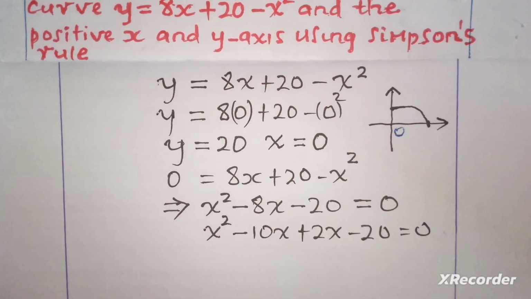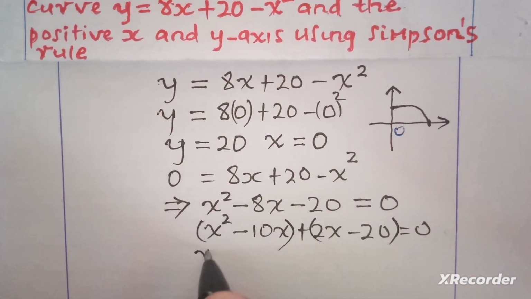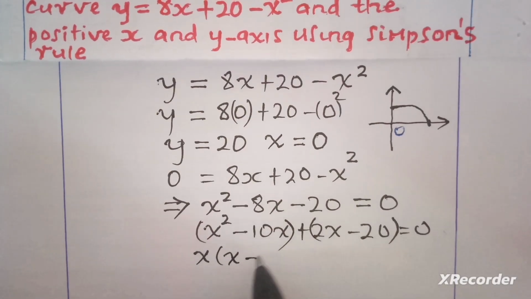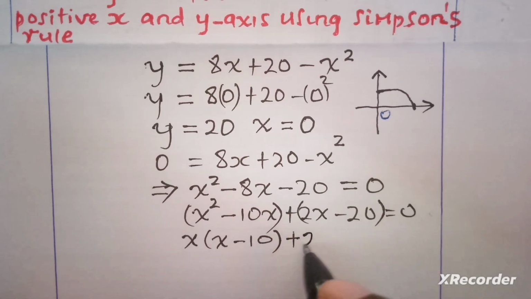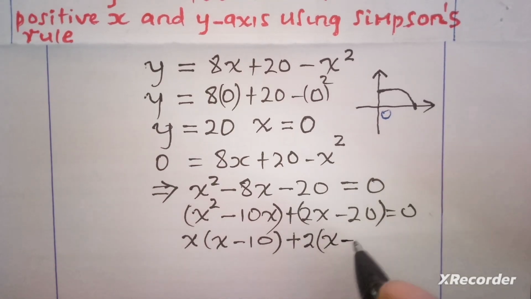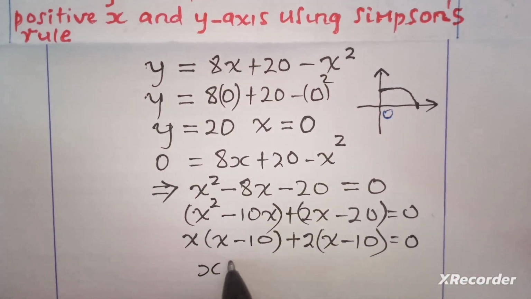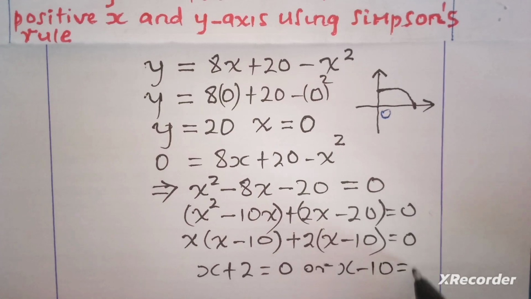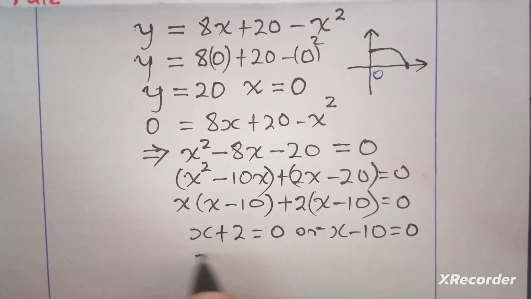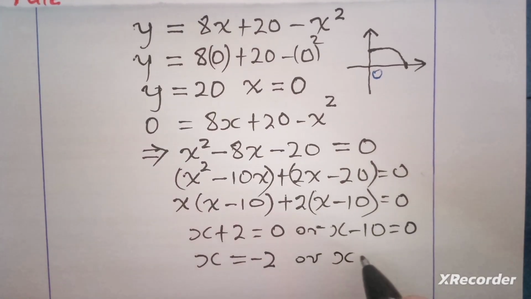So I can group this in two parts: x times x minus 10, plus 2 times x minus 10, equals 0. Finally you have x plus 2 equals 0, or x minus 10 equals 0. So you get x equals negative 2 or x equals 10.